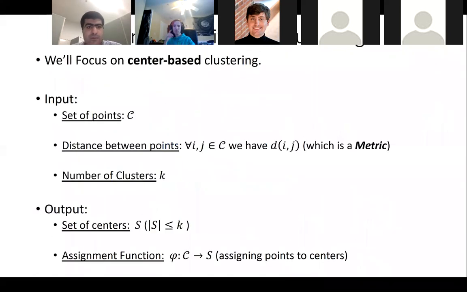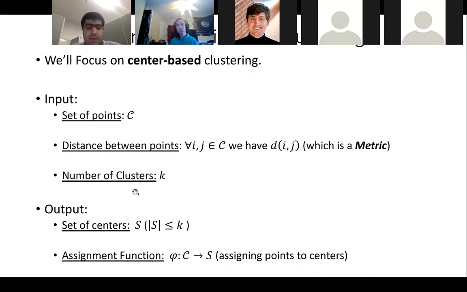Okay, so in this project, we'll be focusing on center-based clustering. Our input consists of a set of points C. There's a distance between them. So for every i and j that belong to C, we have a distance d(i, j), which is a metric. It satisfies the properties of a metric: the triangle inequality, non-negativity, and the distance is equal to 0 only if we compare the point to itself.